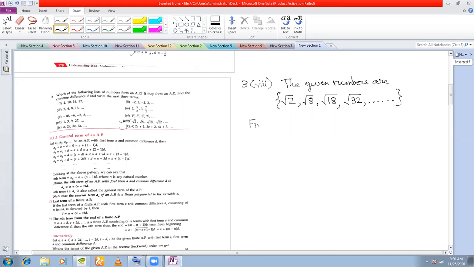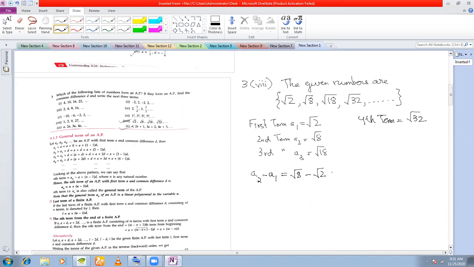So first term A1 is √2. Second term A2 is √8. Third term A3 is √18. Let us now check A2 minus A1. A2 minus A1 is equal to √8 minus √2. In fact, let us write the fourth term also, since it is given. We'll check for this also. Fourth term is √32. So A2 minus A1 is now √8, which is 2√2, minus √2.